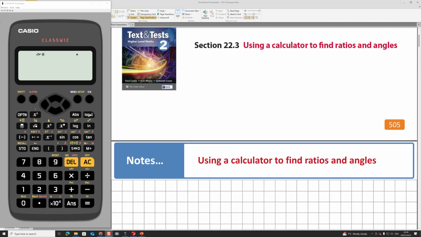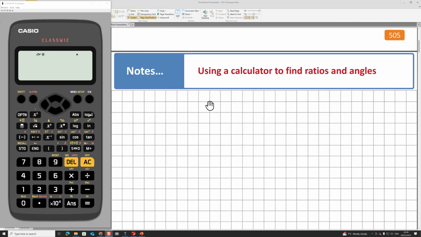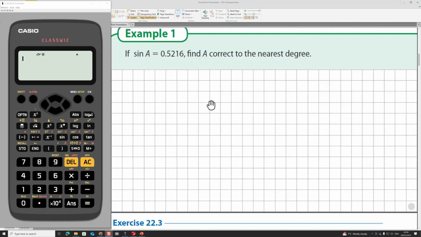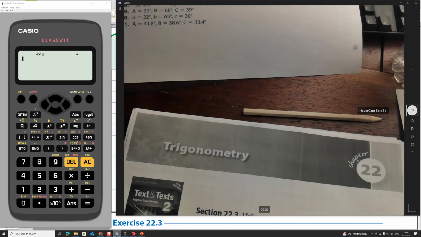Now we're doing this one here, 22.3, using a calculator. Okay, let's jump straight in. So, let's bring it over to pen.